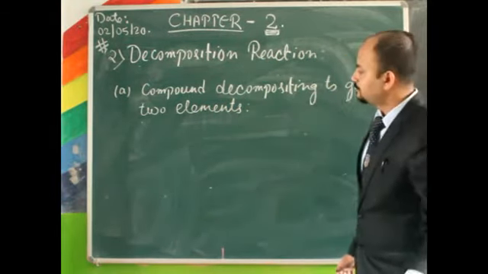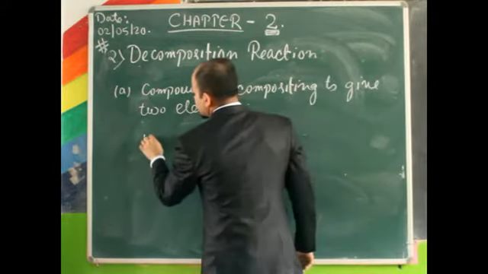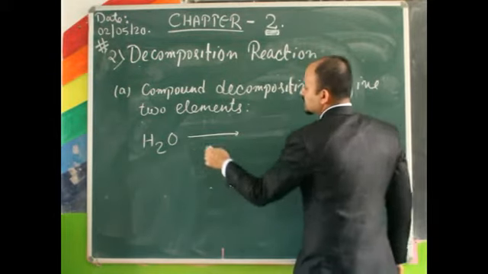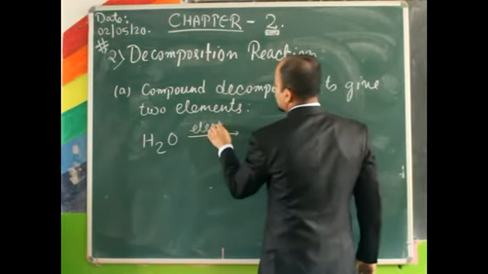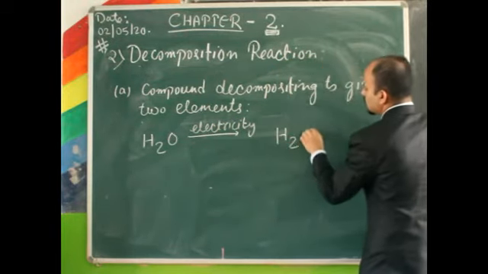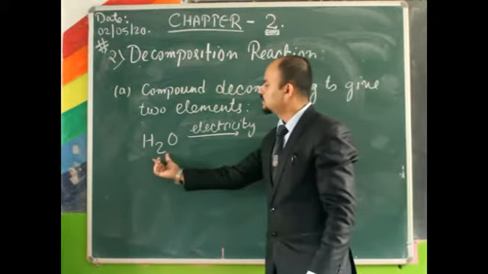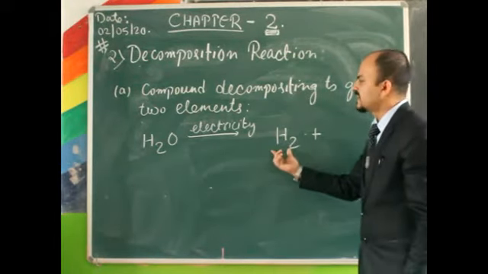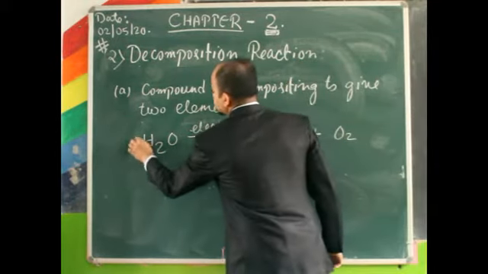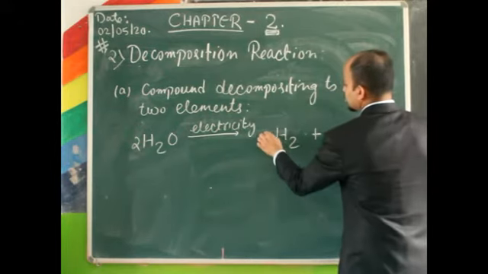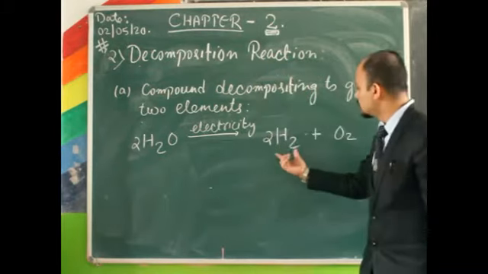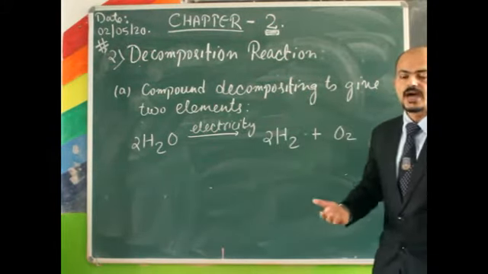Now example is water. Whenever electricity is passed in water, what will happen? Water will break into its constituent elements, that is hydrogen and oxygen. Here this one particular compound is decomposing to give two different new elements.